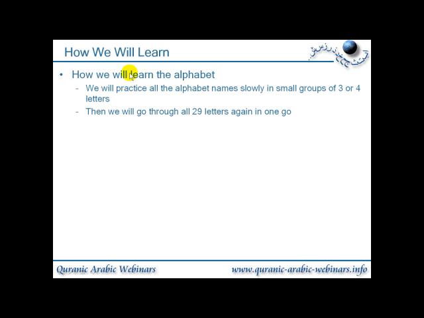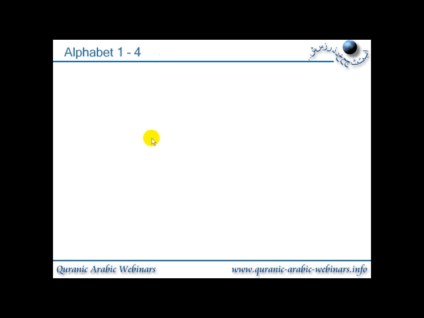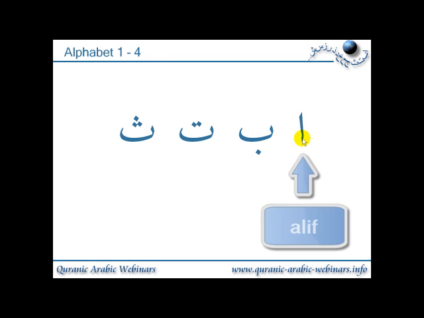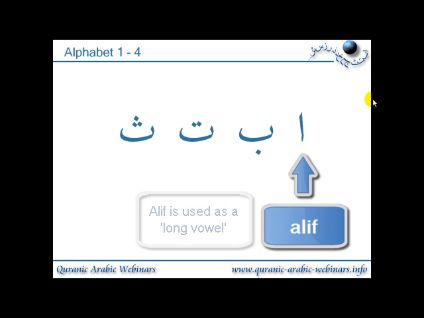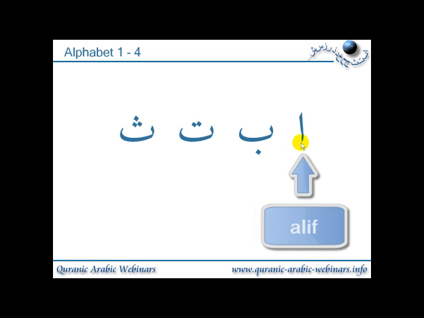How we will learn then. We will practice all the alphabet names slowly in small groups of 3 or 4 letters. Then we will go through the 29 letters again in one go, so the whole alphabet. Alphabets 1 to 4. The first alphabet, which is just like a vertical line, is known as Alif. Although it's one of the alphabets, it behaves in Arabic as a long vowel, i.e. it helps us to lengthen certain sounds.